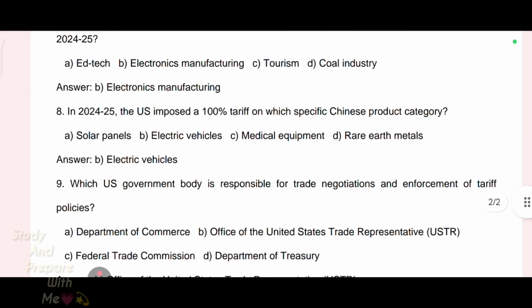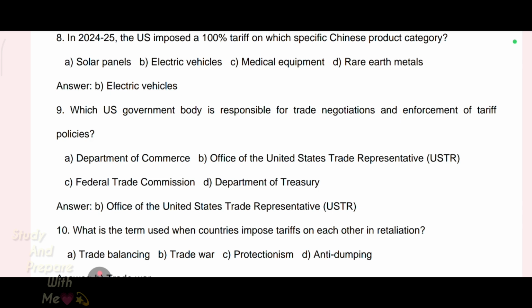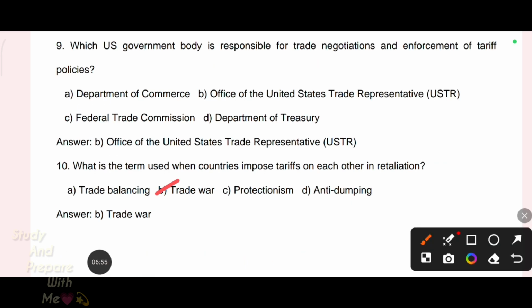Which US government body is responsible for trade negotiation and enforcement of tariff policies? Department of Commerce, Office of the United States Trade Representative, Federal Trade Commission, Department of Treasury. Office of the United States Trade Representative, USTR. What is the term used when countries impose tariffs on each other in retaliation? Trade balancing, trade war, protectionism, anti-dumping. Trade war.